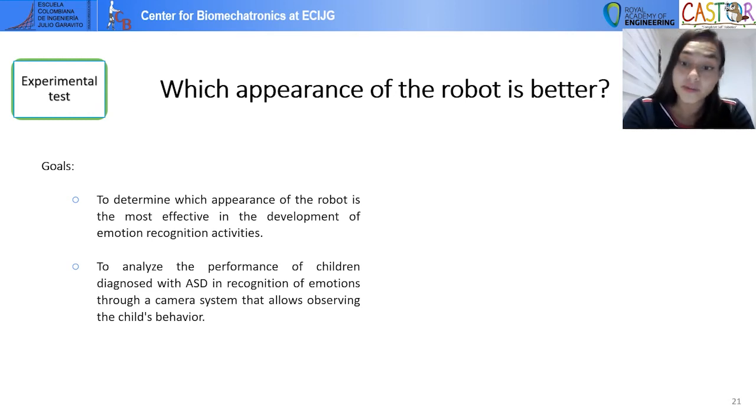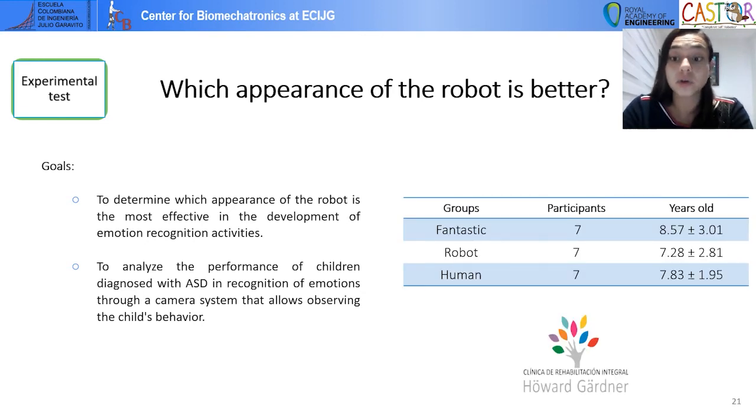As we saw before, we have three appearances of the CASTOR, and one of the concerns of the clinician was to know if the different appearances of the CASTOR can influence the performance of the child. The validation of this study was conducted in the clinic Howard Gardner in Bogota, Colombia, and a total of 21 children were enrolled, forming three groups of 7 participants, and each group corresponded to one appearance.